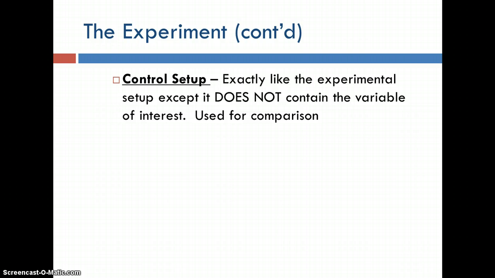And you have to keep in mind that control variables are the things you keep the same. There's also something called a control setup, and this is going to be a trial where you don't do anything to it. So if you're testing the fertilizer, you need to have one plant that doesn't have any fertilizer at all, and that's going to be used for comparison for the other experiments. So the control setup is the one that you don't actually do anything to.